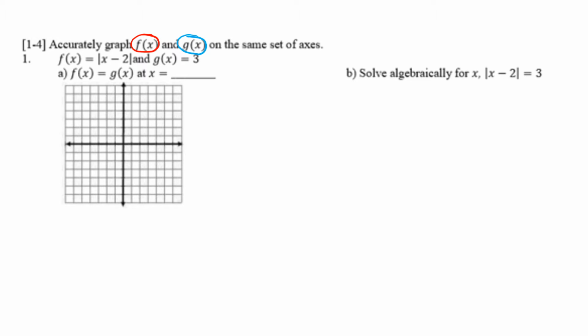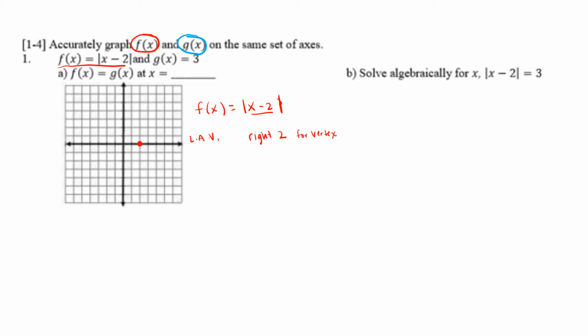So the graph of f of x, I'm going to take my time on this first one. F of x equals the absolute value of x minus 2. So this takes us back to unit 1. This is a linear absolute value graph. The translation of x minus 2 is telling us to go to the right 2. So we go from 0, 0, we go right 2. There's our vertex.